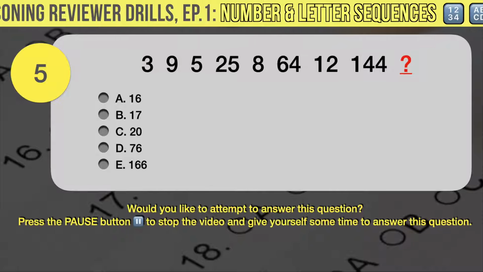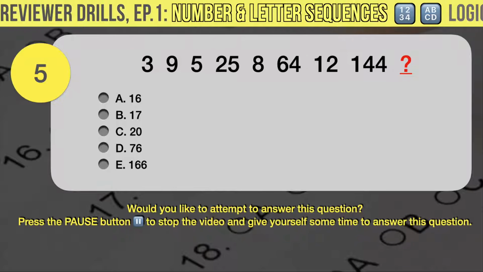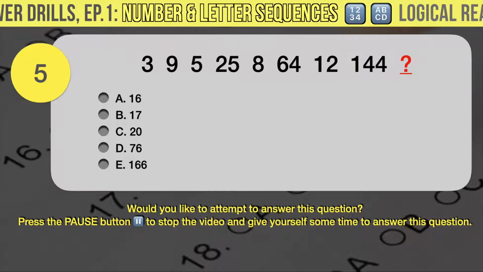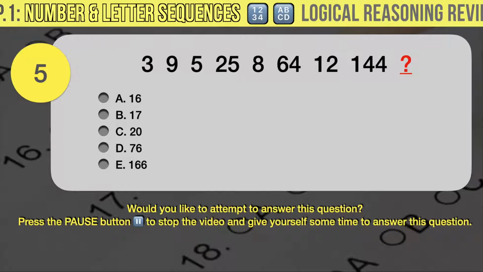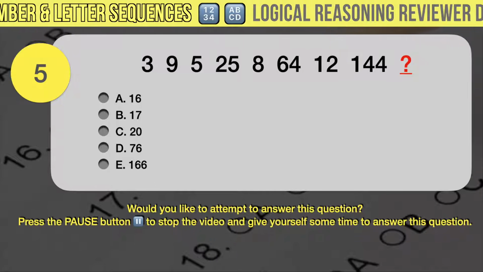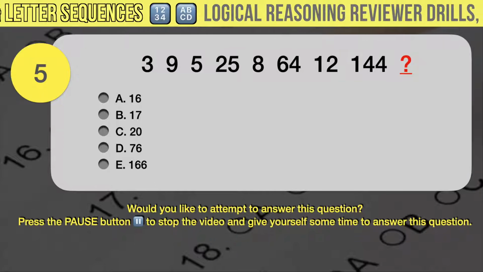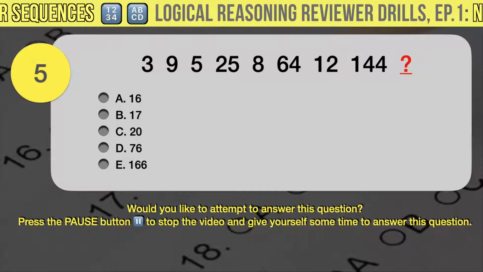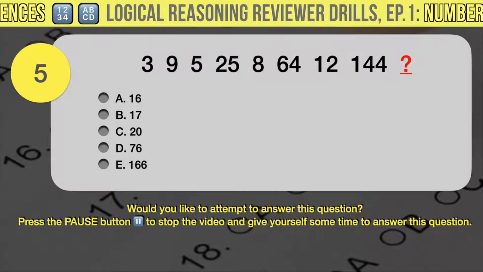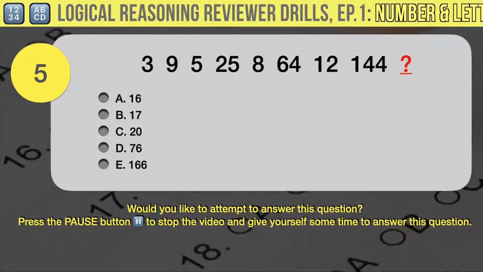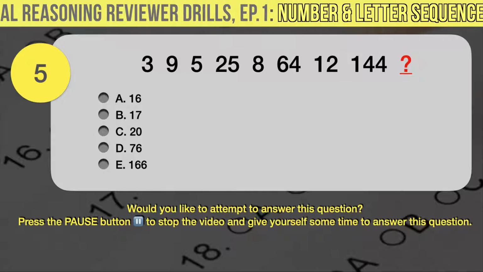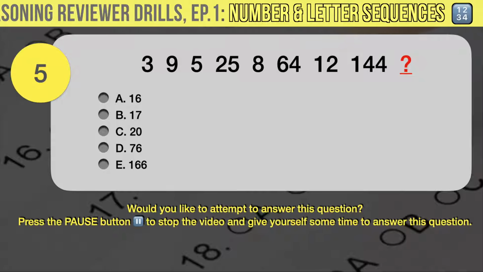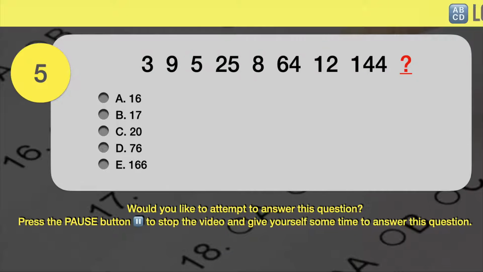Drill question number 5. Which number comes next in the following sequence? 3, 9, 5, 25, 8, 64, 12, 144. Your answer choices are A. 16, B. 17, C. 20, D. 76, E. 166. The correct answer is B.